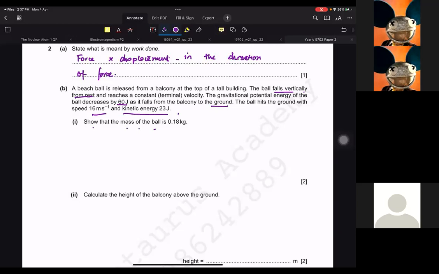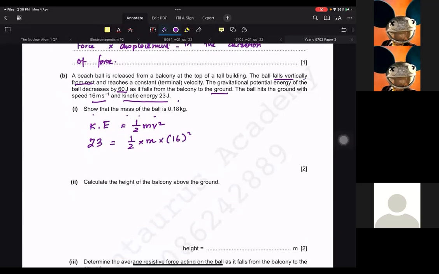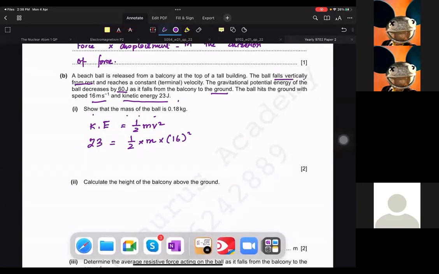Right now, as you can see, you have the kinetic energy and the final speed, so you can easily use kinetic energy equals half mv squared. Kinetic energy is 23, this is 2, you have to find the mass, and the speed is 16 whole squared. Now let's take out the calculator.